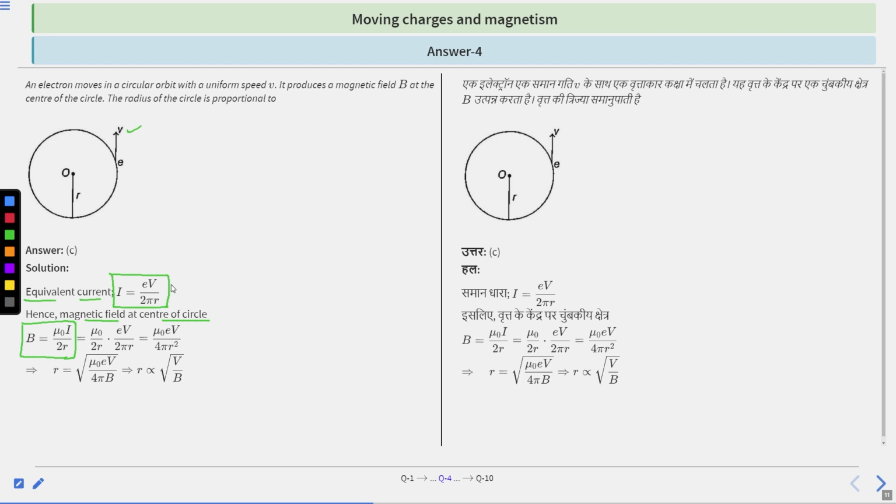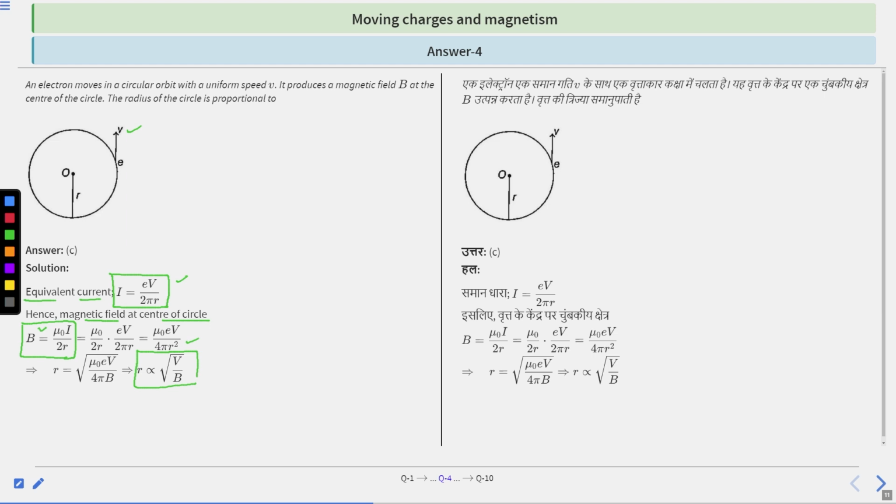So I is EV divided by 2 pi r. When you put this I in this formula, you will get mu naught divided by 2r multiplied by EV divided by 2 pi r, which is equal to mu naught EV divided by 4 pi r squared. So r becomes under root of mu naught EV divided by 4 pi B. It means r is directly proportional to under root V by B. Clear? R is directly proportional to under root V by B.